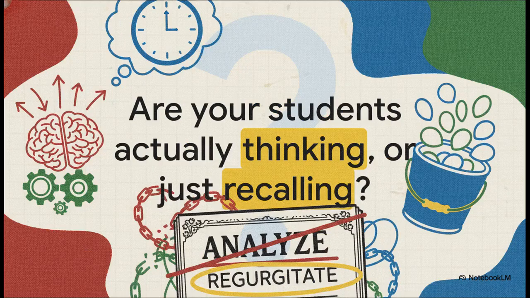Which brings us to the absolute core question here. Are your students actually thinking, or are they just recalling? You know, you can use a heavy academic word like analyze all day long on your worksheets. You can highlight it, bold it, stick it right at the top of your rubric. But listen, if the task itself only requires a student to remember a fact they were told yesterday, you are completely stuck at the surface level. The verb might say analyze, but the actual mental action is just regurgitate. And that right there is the trap of the strong verb illusion.